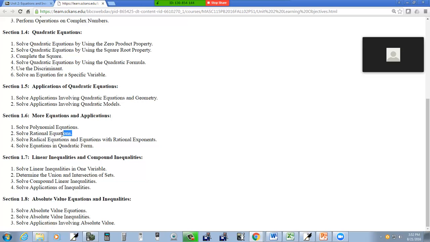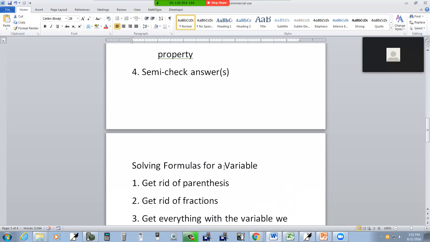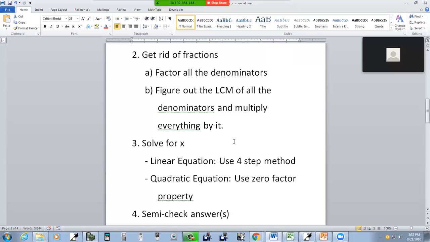Now the rational equations have not changed any. That's the same as the rational equations up above, but what you'll find is at this point where you're solving for x, you'll end up with a quadratic. And again, what tells you you're going to have a quadratic is you'll have an x squared. And then that tells you to use the zero factor property or zero product property to solve it. So instead of having a linear equation, you'll have that.